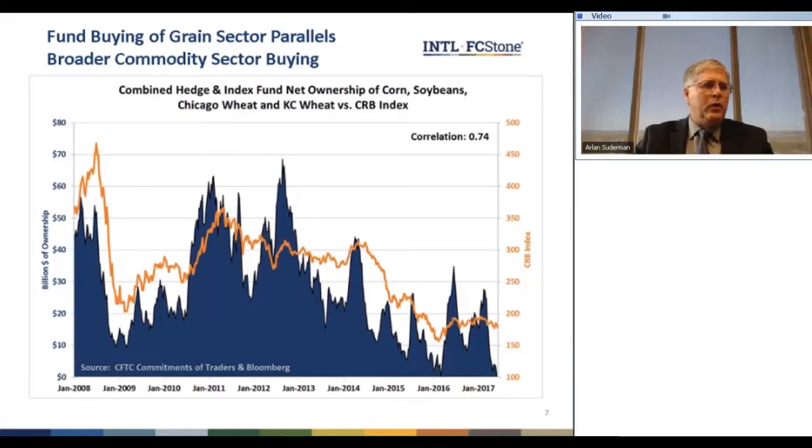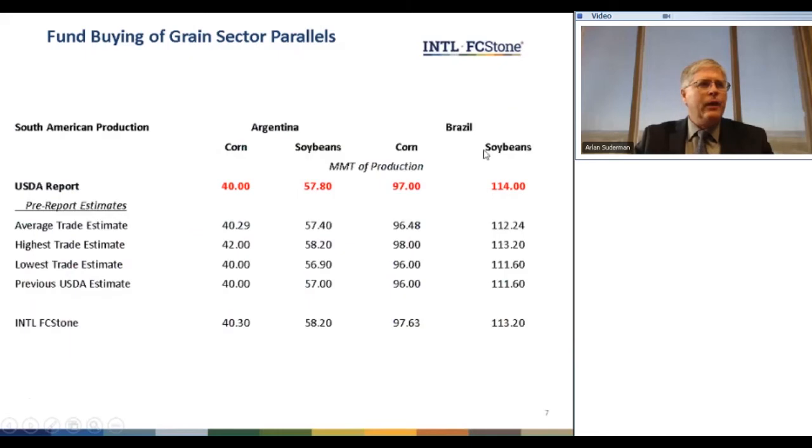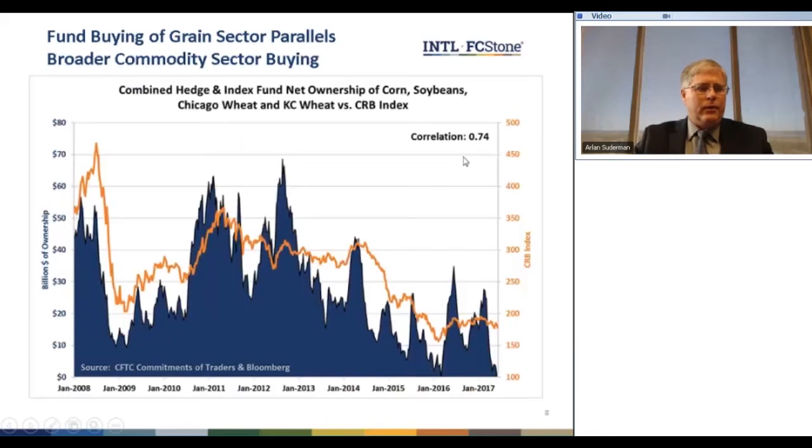Regardless, when we look at the relationship here between the CRB index, which is the orange line, I can't bring myself to say burnt orange, but the orange line, and the shaded area being net fund ownership of corn, soybeans, and wheat, you can see the relationship, 0.74 correlation. You see right up here in the upper right-hand corner, 0.74. Anything above 0.7 we see as a strong relationship between these.